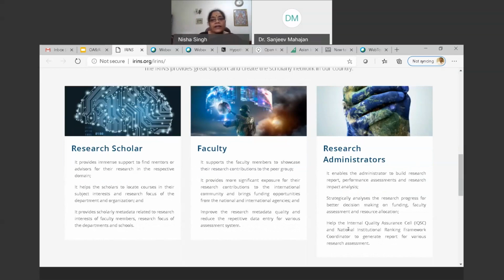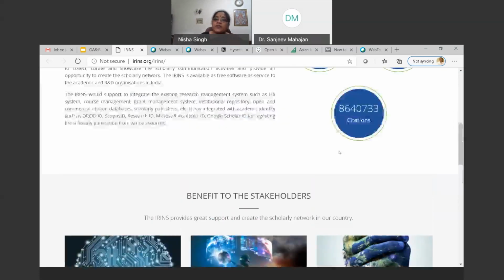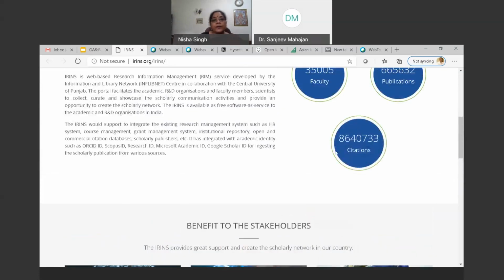And in fact it also helps in IQAC assurances, and NIRF coordinators to generate reports from various research assessments. So this is one thing, a Government of India initiative which is picking up. I am not saying it is fully fledged, but it is picking up. They envisage that it will be integrated with academic identities such as ORCID ID, Scopus ID, Research ID, and your Google Scholar ID. All that will be integrated in IRINS. So you can use it, you can look at it.